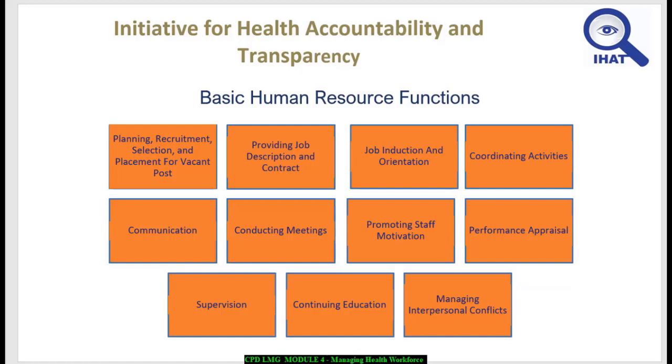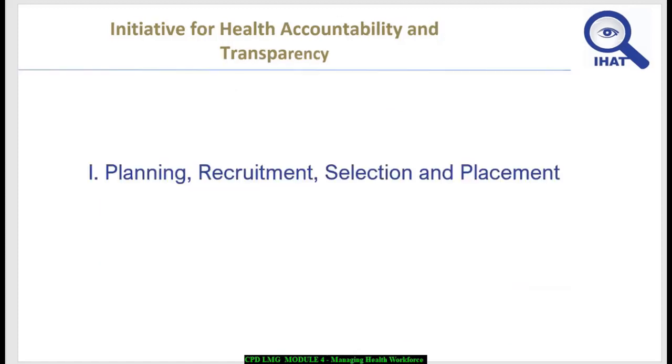Let us now take each of these functions one after the other. Like I said earlier, there are 11 of them, and we'll start with planning, recruitment, selection, and placement.